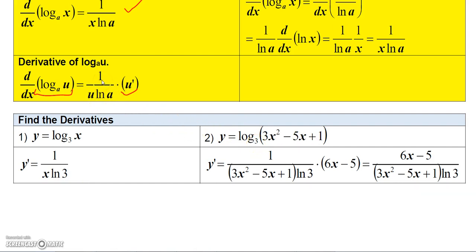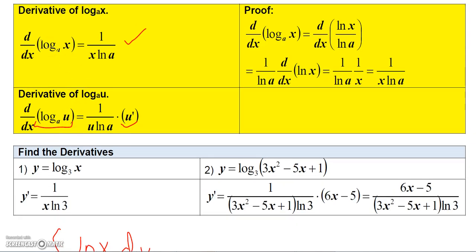So that would be 1 over u. So 1 over the argument there. And then times the natural log of the base, which is 3. And then you multiply by the derivative of this argument, which is 6x minus 5. So that would give you 6x minus 5 over 3x squared minus 5x plus 1 times natural log of 3. So that's how you take the derivatives of logs that use a different base.